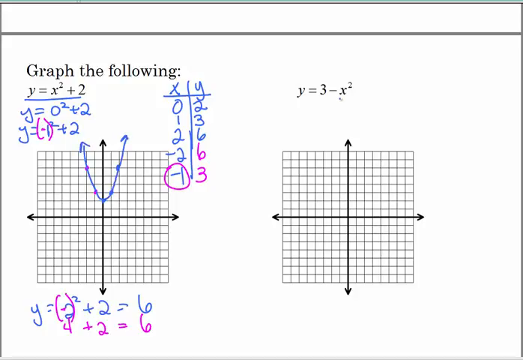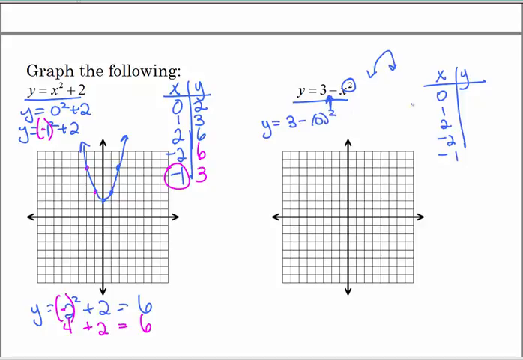On this one, it's going to be a parabola again, not a line, because of the x squared. And because the negative is in front of the x squared, I know it's going to go down. But let's plug in those same numbers, 0, 1, 2, negative 2, negative 1. We need to be really careful with our signs. So we have 3 minus 0 squared, which is 3. 3 minus 1 squared. 3 minus 2 squared. So that's 3 minus 4, which is a negative 1.